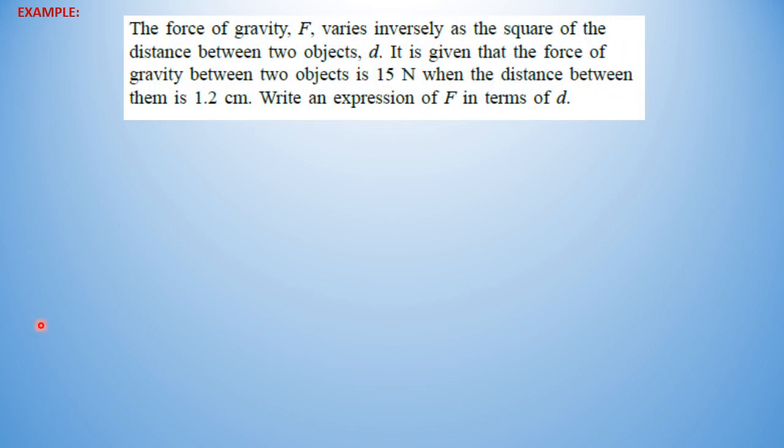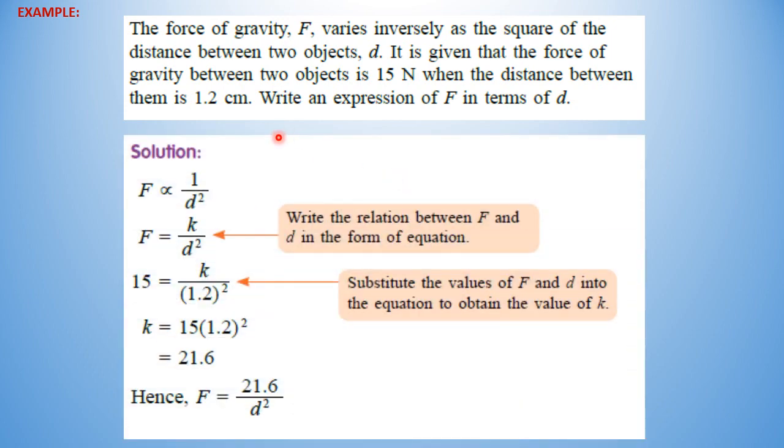Okay, this is another example. The force of gravity F varies inversely as the square of the distance between two objects, D. This is the first information. After that, this is the given value. So now we look at the solution step by step. F varies inversely. Inversely means 1 over the square of the distance. Distance, use the letter D, so D squared here.